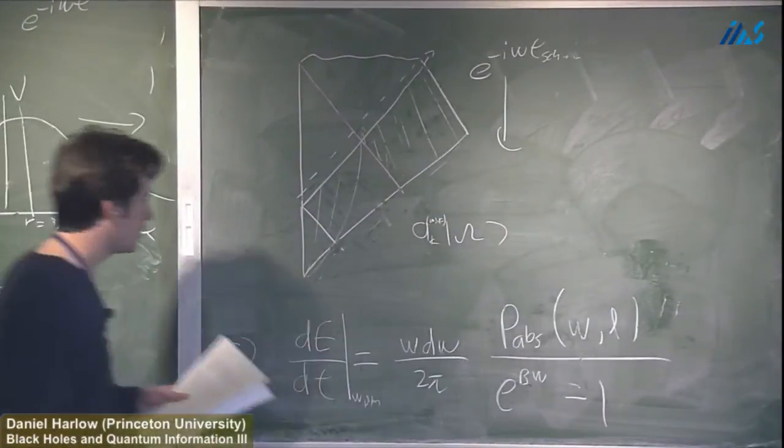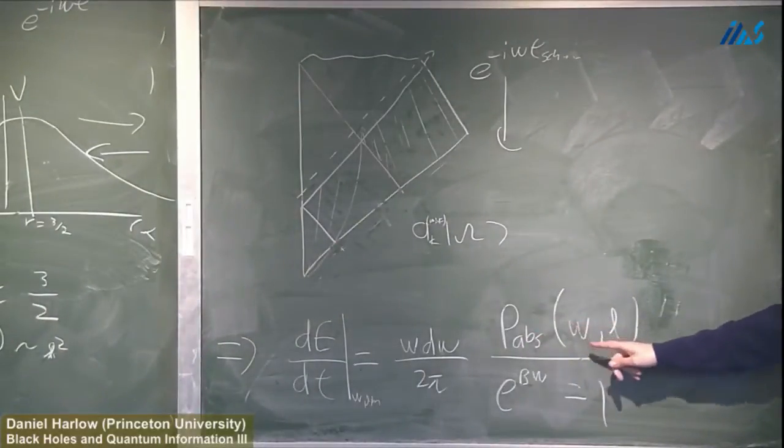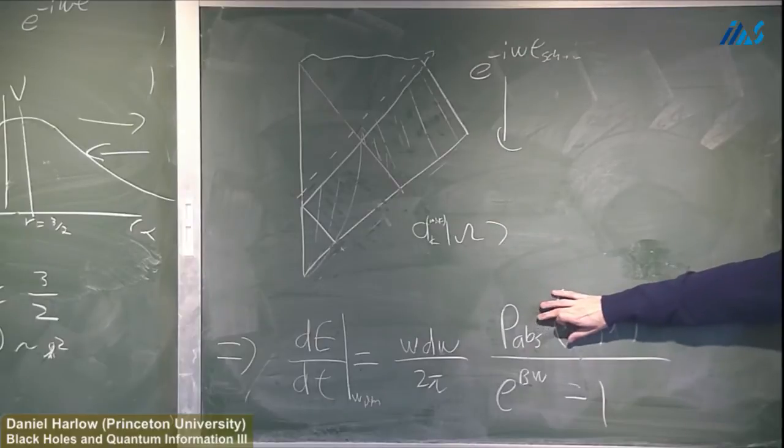Okay, so just a terminology thing. These absorption factors are often called gray body factors because, like I said, if this was 1, it would be a black body.